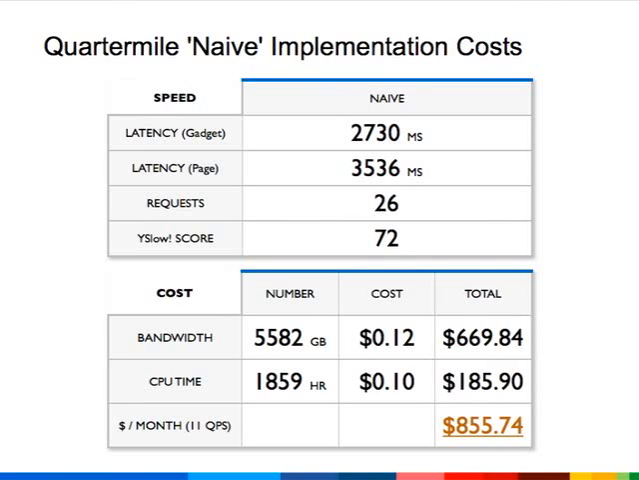Now, this is maybe a little bit more accurate in terms of perceived latency, just because it's the amount of time that the user sees, not what the gadget sees. So it includes the round trips to our backend server. Finally, the number of requests.